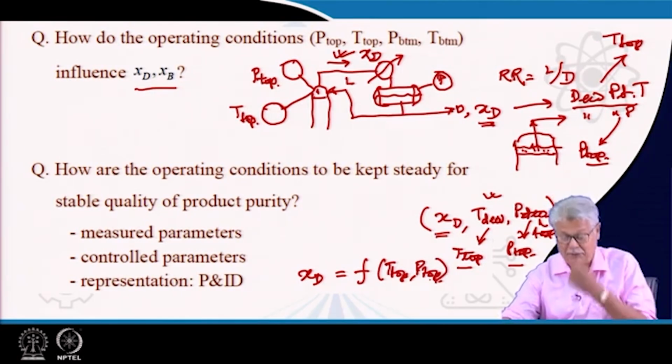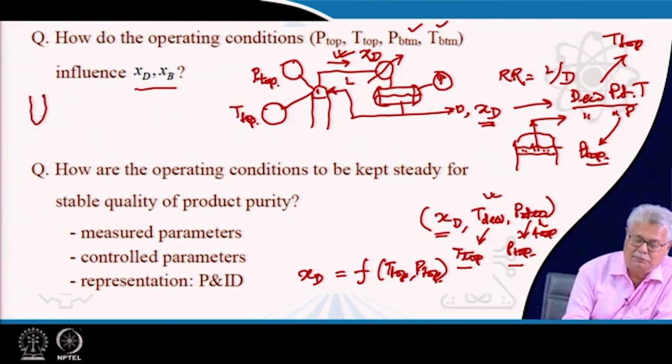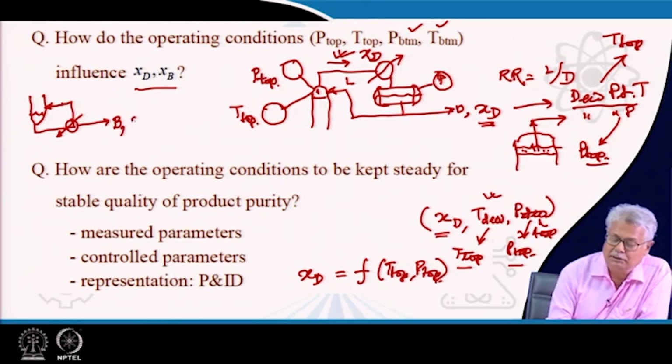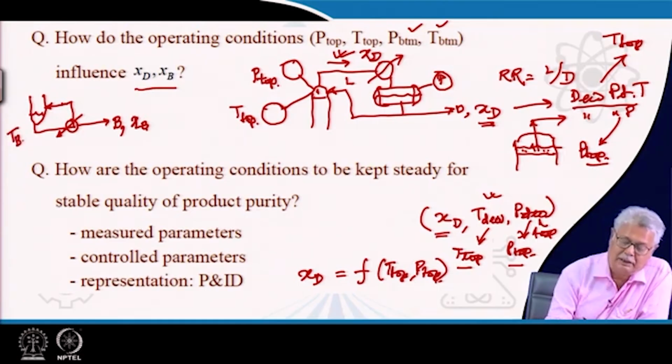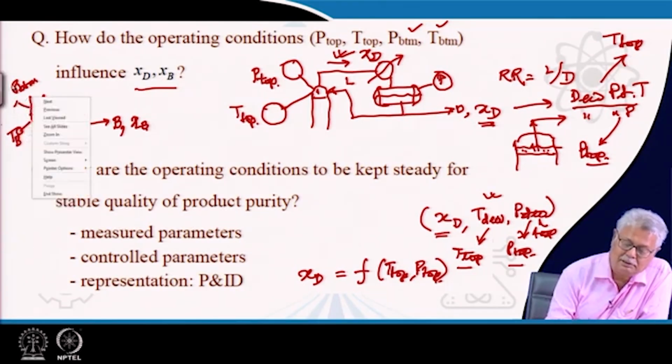Now, I would like to add something more about the bottom section. If you look at the bottom section, which has a liquid, part of the liquid is vaporized and put back, and this happens in a reboiler, and this is basically my column bottom material with a composition of XB, at a temperature T bottom, and at a pressure of P bottom.